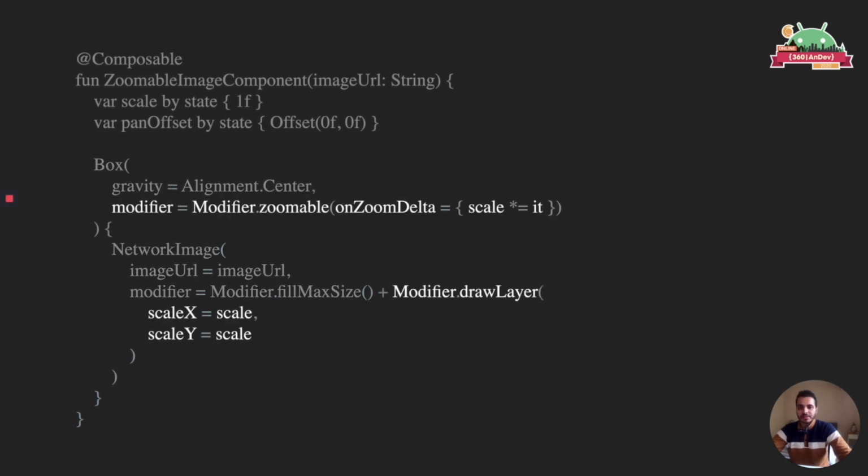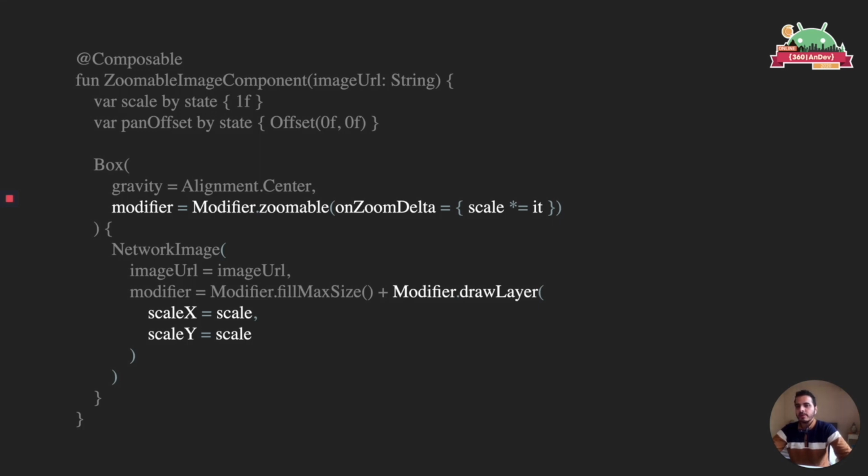Since we're talking about gestures, you all would have probably guessed that there is a gesture to take care of this pinch to zoom functionality. The modifier here is the zoomable modifier, which has an on zoom delta callback. So what this callback tells you is that every time the zoom level is changing, it's going to come back with that value and you can use it however you want. What we do here is that we update the value of scale by multiplying it with the zoom delta. That way, if you're continuously zooming it, that value is changing and we're storing it in scale. What we also do is on the image composable, we pass an additional modifier and we call it the draw layer modifier.